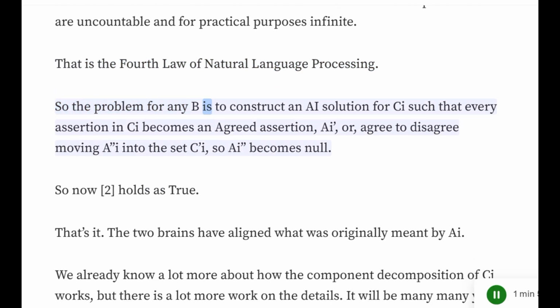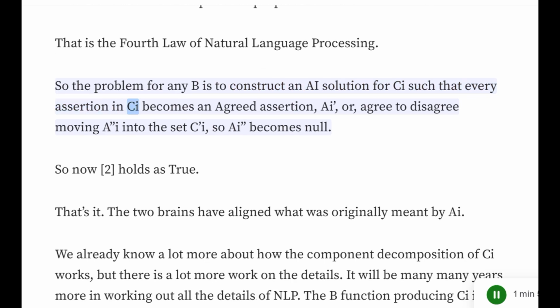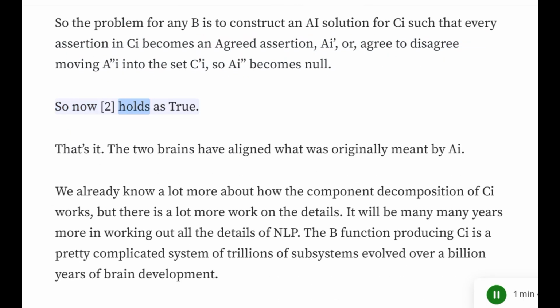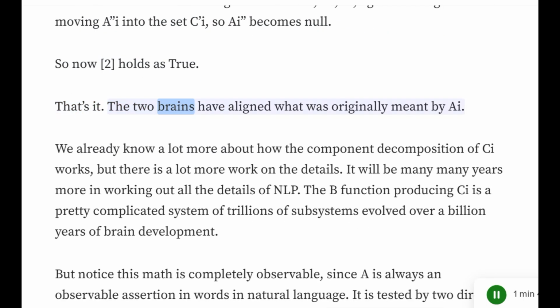So the problem for any B is to construct an Ai solution for Ci such that every assertion in Ci becomes an agreed assertion, Ai, or agree to disagree, moving Ai into the set chi so Ai becomes null. So now (2) holds as true. That's it. The 2 brains have aligned what was originally meant by Ai.